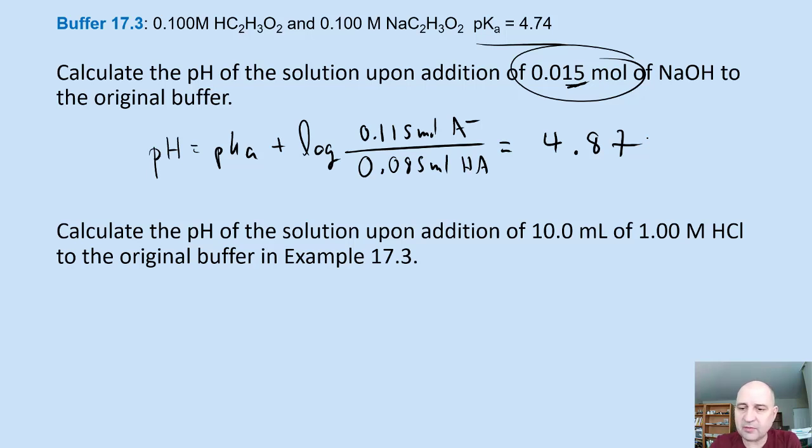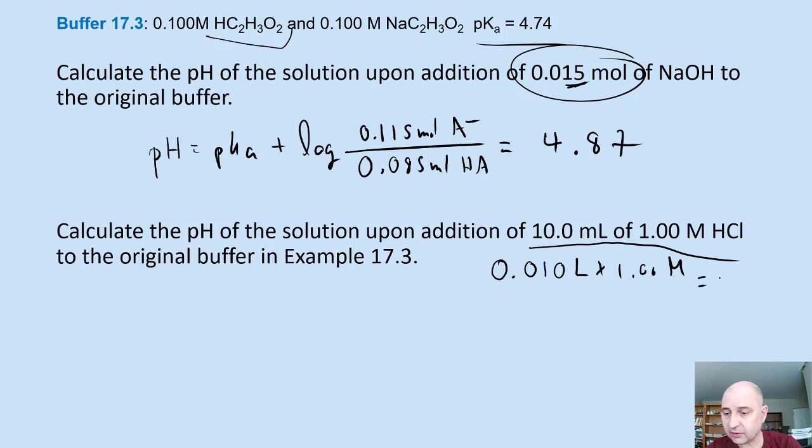Now, here we are given 10 milliliters of 0.100 M HCl. That's an acid, first of all, so the acid is going to increase the amount of acid formed, and it's going to react with the conjugate base, so it's going to deplete that by exactly this amount. So step number 1 is we're going to calculate how many moles. 0.010 liters times 1.00 moles per liter is, of course, 0.010 moles of HCl.